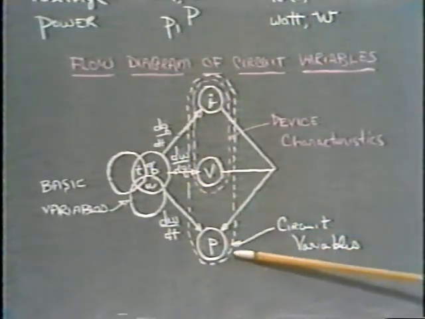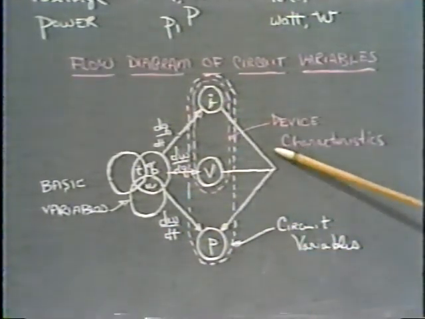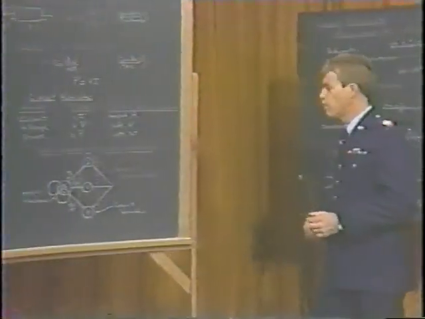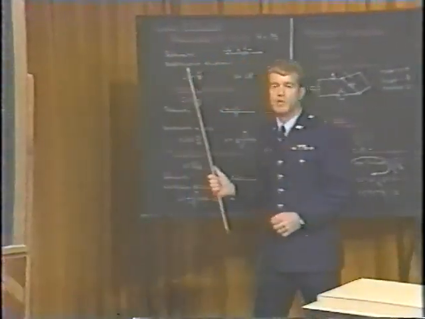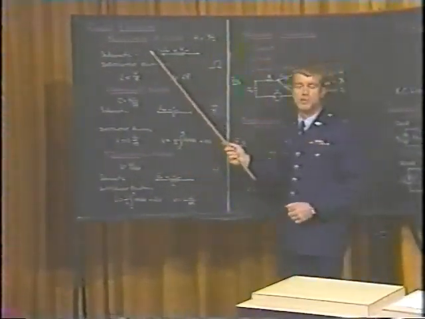So the circuit variables are shown here outlined in white, and the device variables are shown in red here. They are the variables that we use to define the input-output relationships for the resistors, capacitors, and inductors, the devices that will form circuits. So let's move on to look at a few of these circuit elements that we need to be concerned with in circuit analysis.